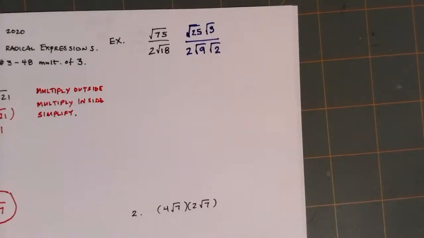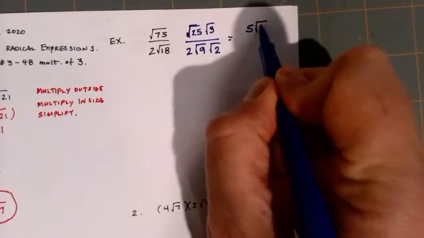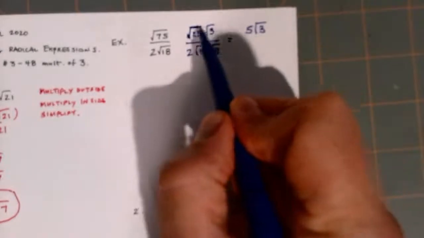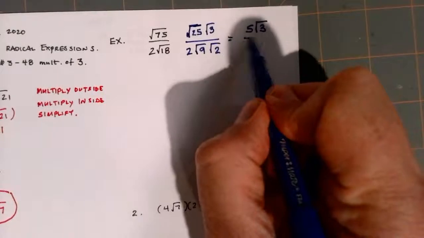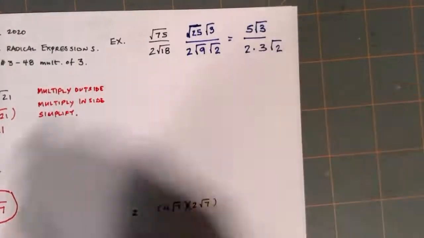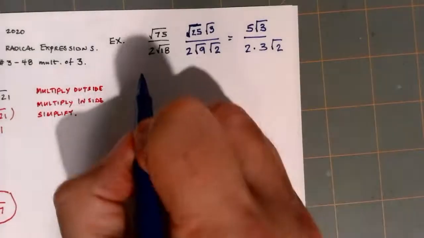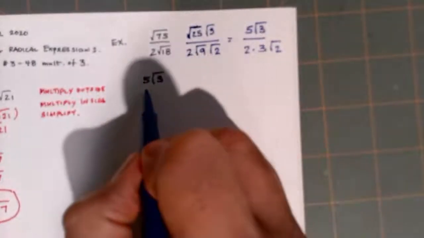All right, so I get 5 root 3. Okay, where did the 5 come from? The square root of 25 is 5. Okay? And I'm going to put that over 2 times 3 times root 2. So I get 5 root 3 over 6 root 2.